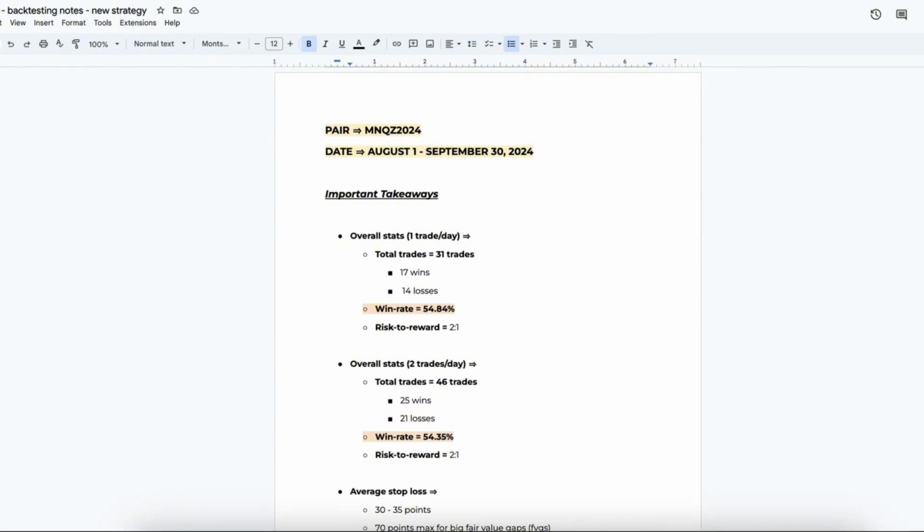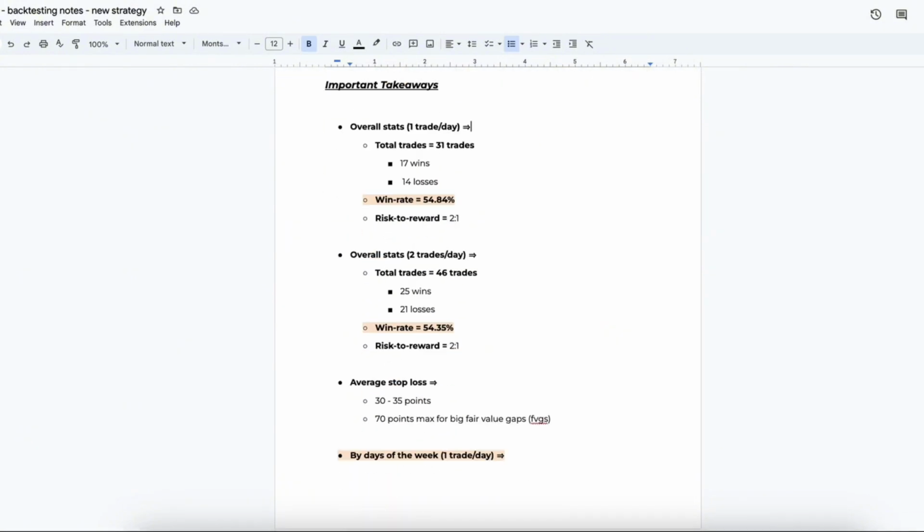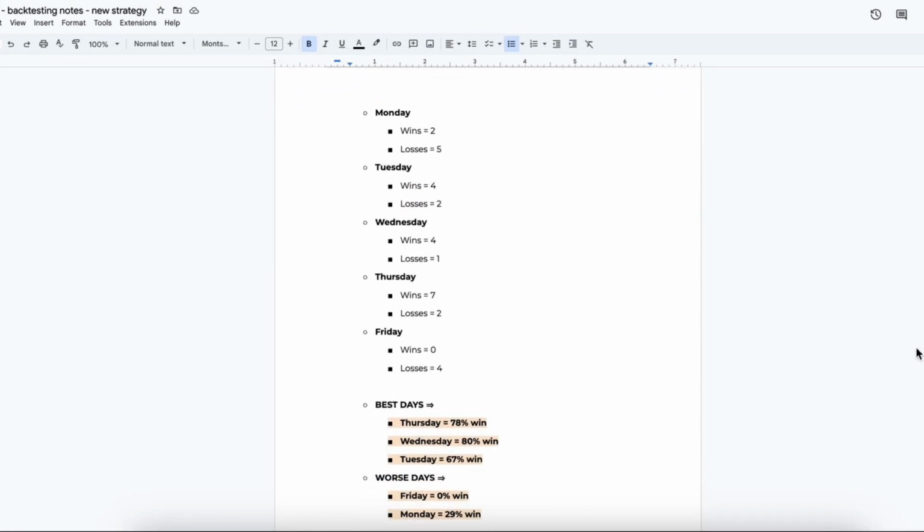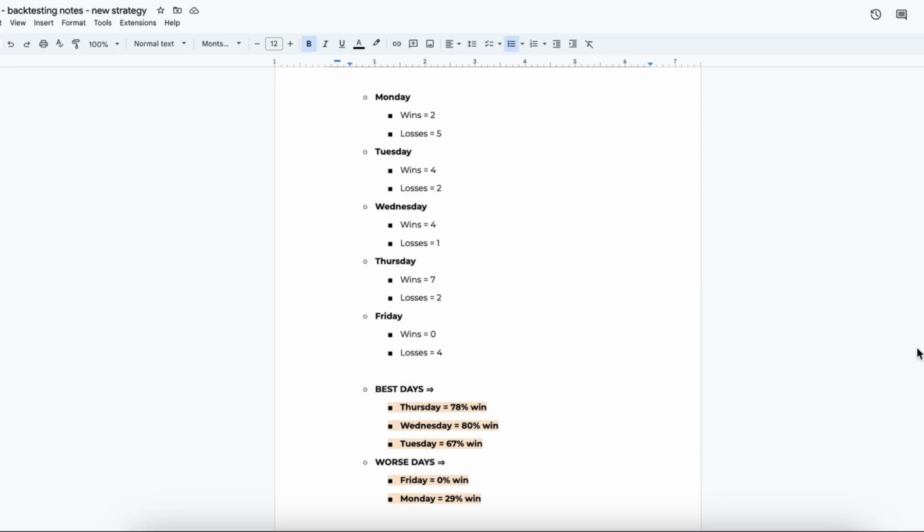I also took a look at the different days of the week. So with this strategy, I'm going to start off with 1 trade per day, just to keep things simple. Looking at the results by days of the week, I did see there was a trend. So this strategy tends to do best on Tuesday, Wednesday, Thursday. Those were the best days for this strategy. Granted, I will say that this isn't the biggest sample size. 31 trades is not huge.